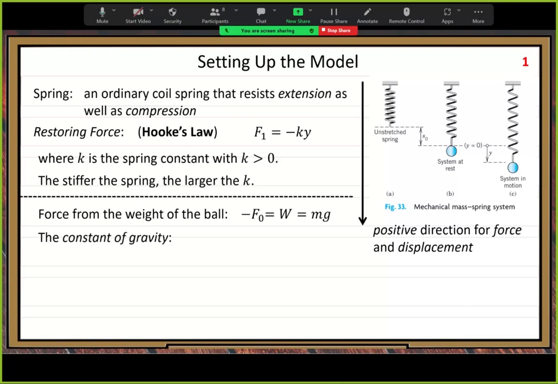The constant of gravity here, I use 9.8 m per s squared, this unit. I didn't use feet, where there is another value, 30 something. If you use feet, then everywhere you need to use feet. If you use meters, then everywhere we use meters.